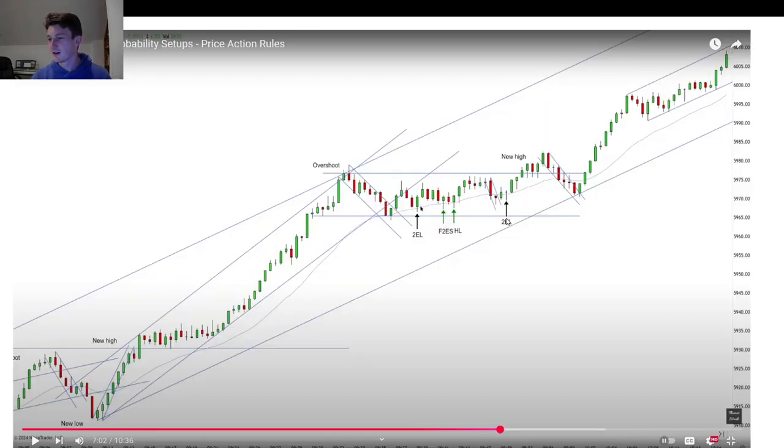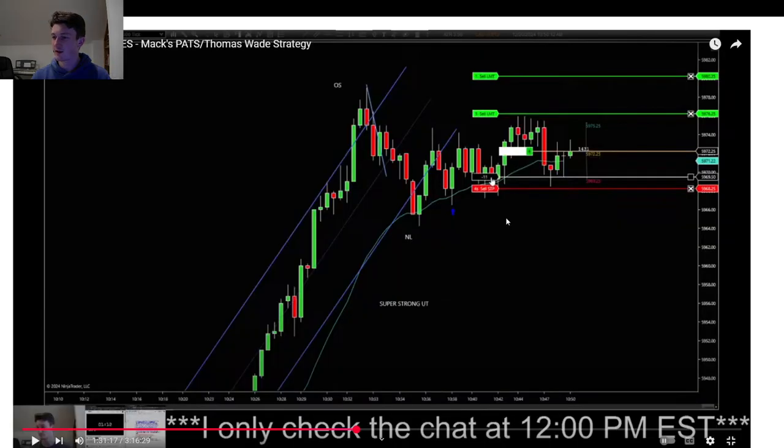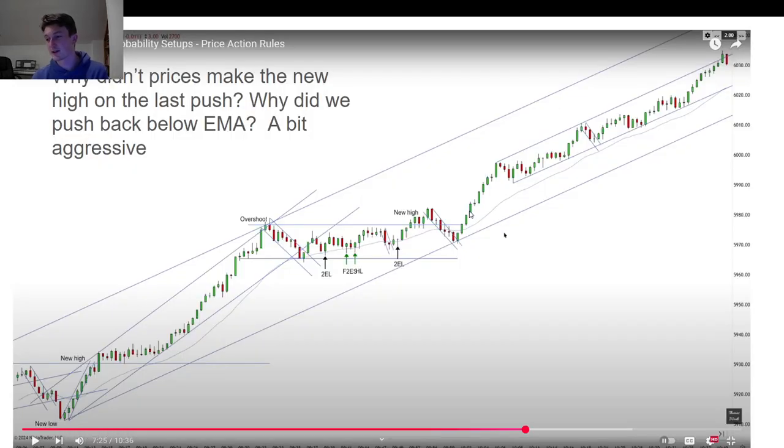I then, where are we at? I then took this second entry long here, and I thought this was kind of a no-brainer. You get a second entry long, you're still looking for the break in new high, this uptrend. But there's a few reasons why it's kind of aggressive and why Thomas marks it aggressive here. So you have to ask yourself, why didn't prices make the new high on the last push up? So you have the uptrend, the overshoot, you get a break, prices make a push higher, but they don't reach the highs. Okay, so that's kind of weird.